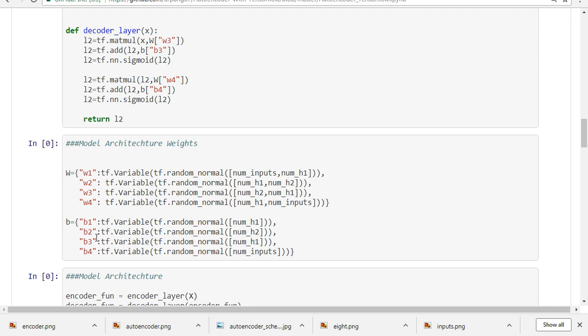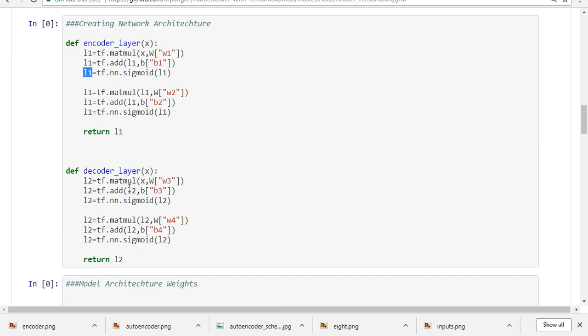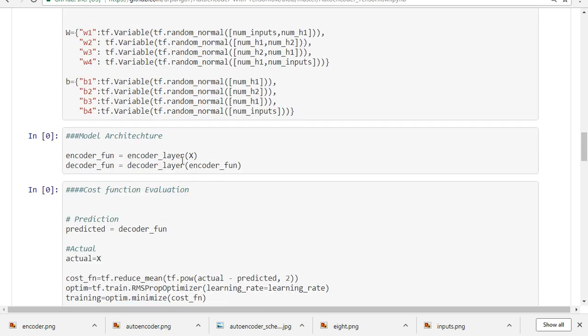In the case of the biases, you need to keep in mind that each is always equal to the second dimension of the corresponding matrix, which is num_h1, num_h2, num_h1, num_inputs. These are just one-dimensional vectors, and the weights are two-dimensional matrices, which should have the dimensionality I have just discussed. Just keep in mind that the number of rows in the second matrix should be equal to the number of columns of the first matrix. Given these weights and biases, and given these encoder and decoder functions, now you are ready to go for the training of the session.